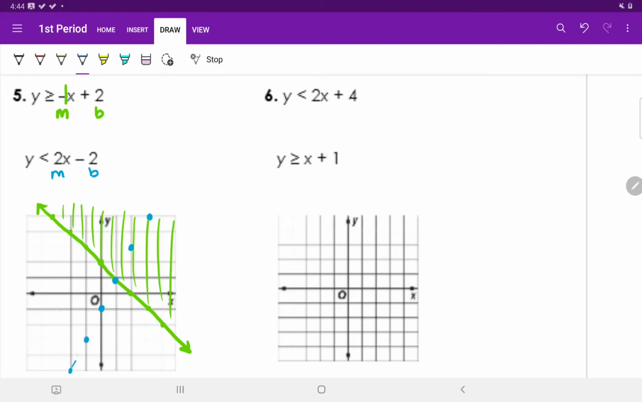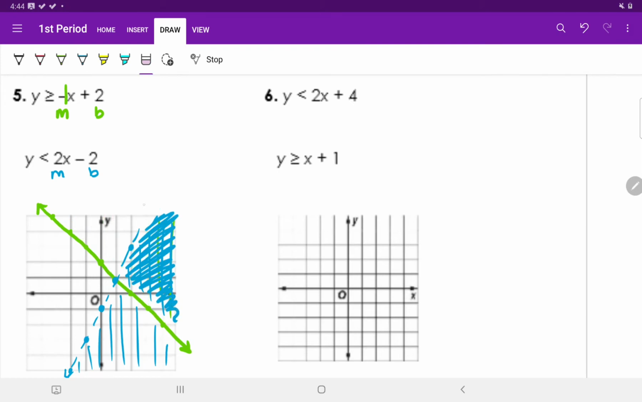This line is going to be dashed, and we will shade below because its y is less than. So we're looking for a region of shading that contains both blue and green. Looks like this area right over here on the right. All of the other shading can be erased. And that's your solution. Now work on number 6.